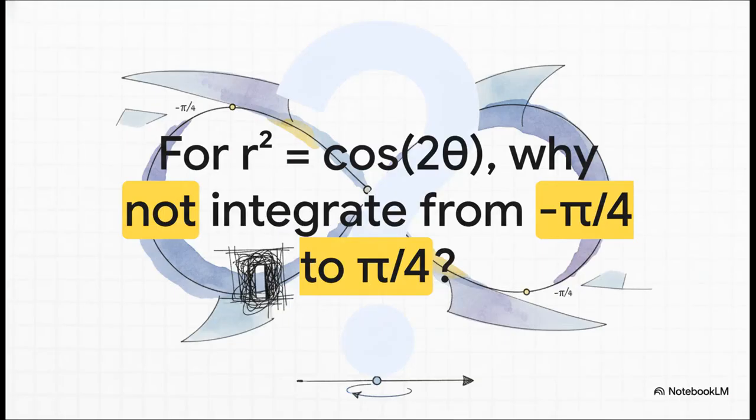So here's the trap. If you want to trace out that entire right-hand loop of the lemniscate, theta has to go from negative pi over 4 all the way to positive pi over 4. So your first instinct is probably to just use those as your integration bounds, right? It seems logical. But why is that a terrible idea?